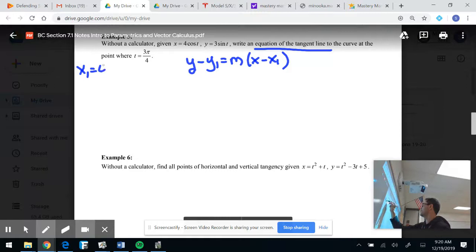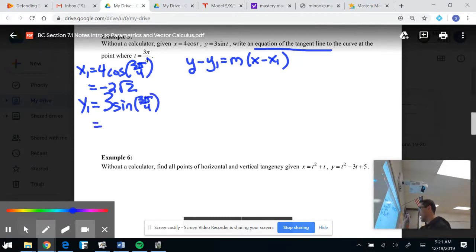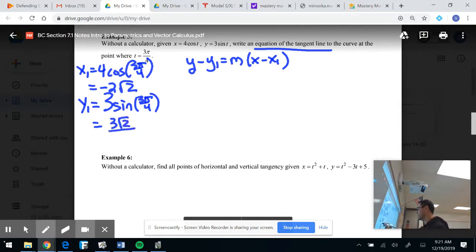x1 is equal to 4 cosine of 3 pi over 4. 3 pi over 4 is in the second quadrant, right? So cosine would be negative radical 2 over 2, which would be negative 2 radical 2. And then my y1 would be equal to 3 sine of 3 pi over 4, which would be radical 2 over 2. Positive though, right, class? Make sure you're very careful with your positives and your negatives, okay? So that's my y1, that's my x1.